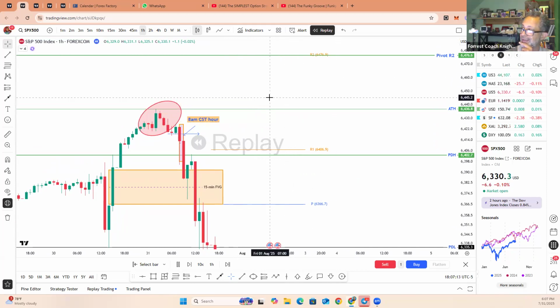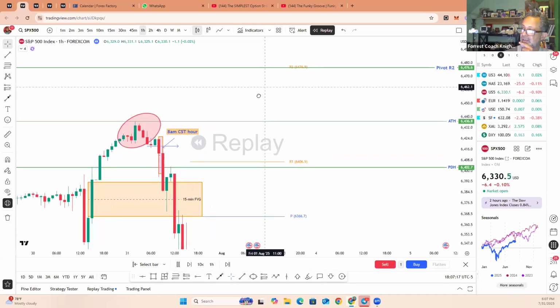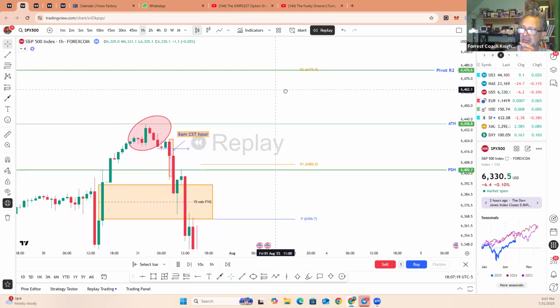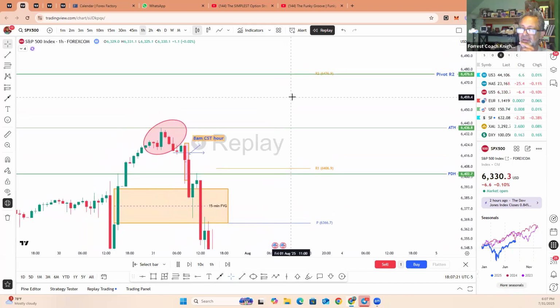Now, if R2 is right here, I might have to look at where R3 is, right? In terms of getting in on a pivot. Is everybody clear on pivots? Anybody not clear on pivots?